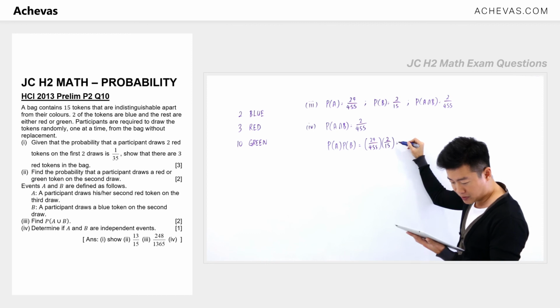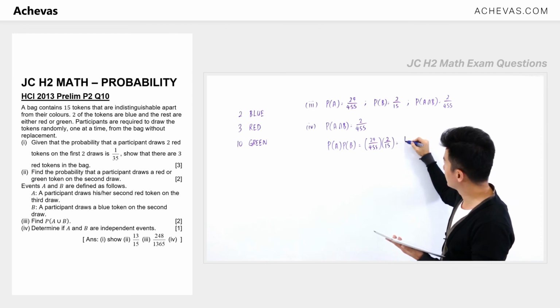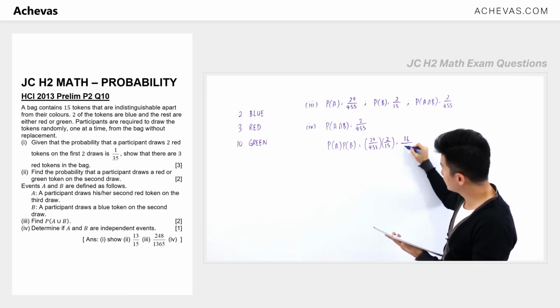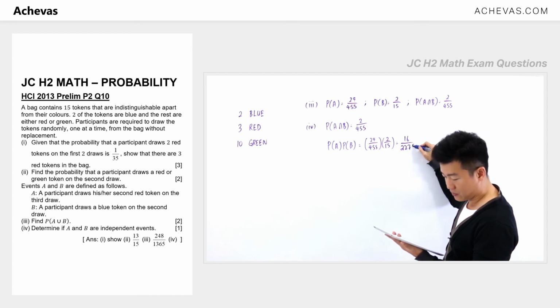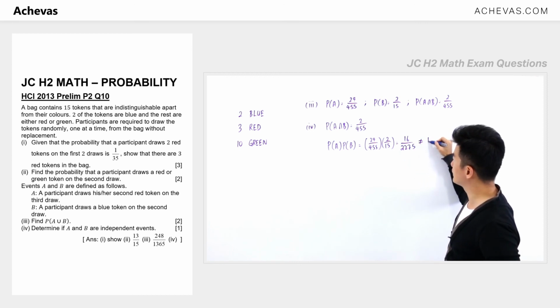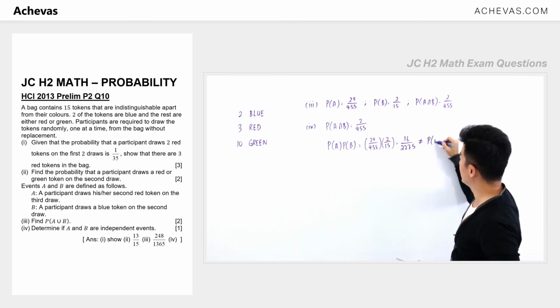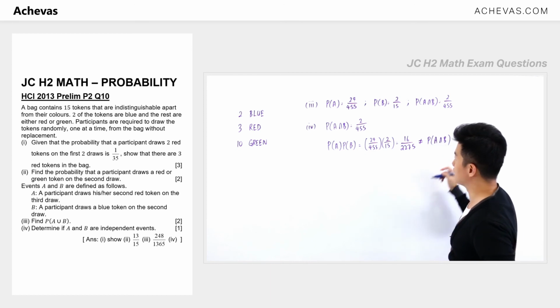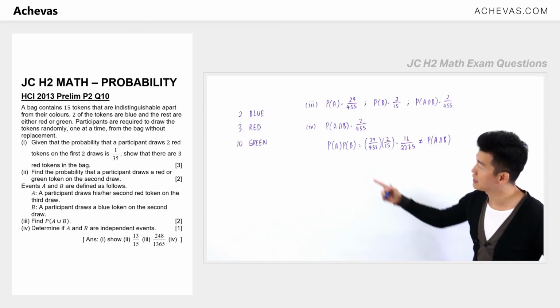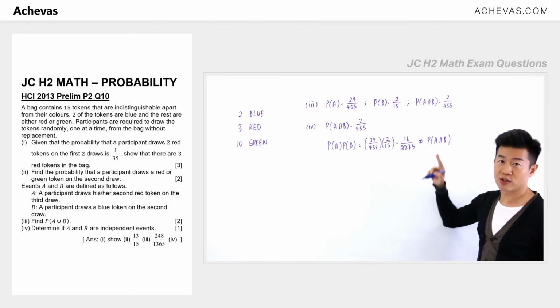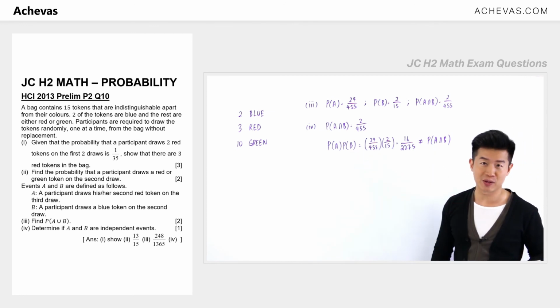If I multiply these two together, I'm going to get 16 over 2275. This is not the same as probability of A intersect B. According to what we have discussed in the outline, if this is not equal to this, then A and B are not independent events.